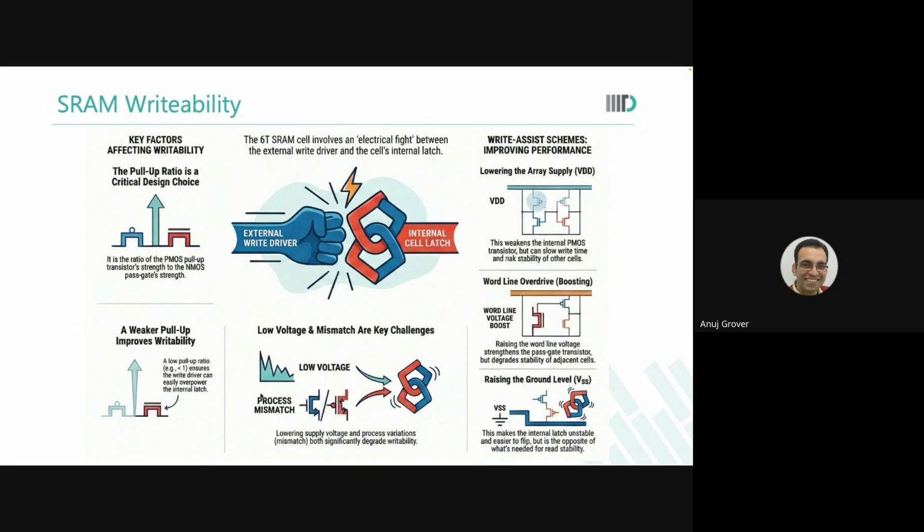There we said take the ground negative, or we said lower the array. That also means here you raise the ground. As you raise the level of ground, you kind of make the cell unstable. As you make it unstable, you can write into it. But now you cannot, the ground is shared across so many cells.